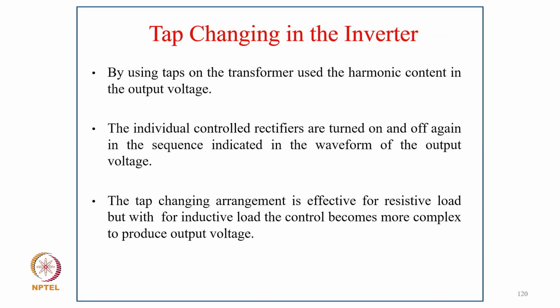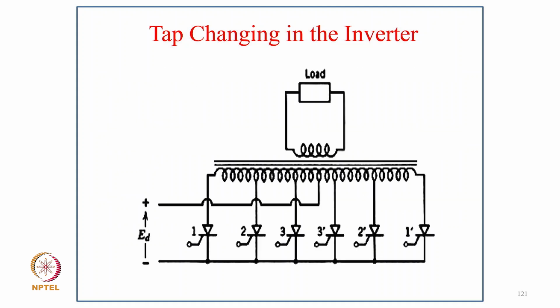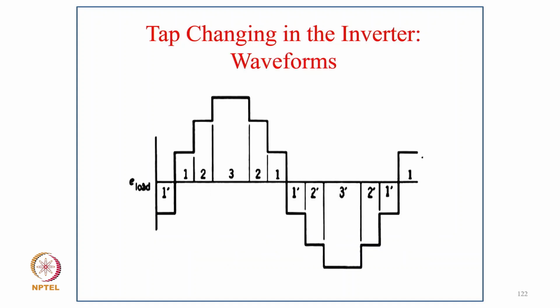So coming to tap changing in the inverter, by using taps on the transformer, we reduce the harmonic content in the output voltage, and the individual controlled rectifiers are turned on and off in the sequence indicated in the waveform of the output voltage. The tap changing arrangement is effective for resistive load, but with an inductive load the control becomes more complex to produce the output voltage. And this is typically how tap changing works. So you have a transformer and on the primary side you have voltage with a push-pull kind of arrangement with multiple taps, where you can switch on in a manner that the output voltage becomes a stair kind of waveform with harmonic elimination because of this circuit. And these are the tap changing inverter output voltage waveforms.